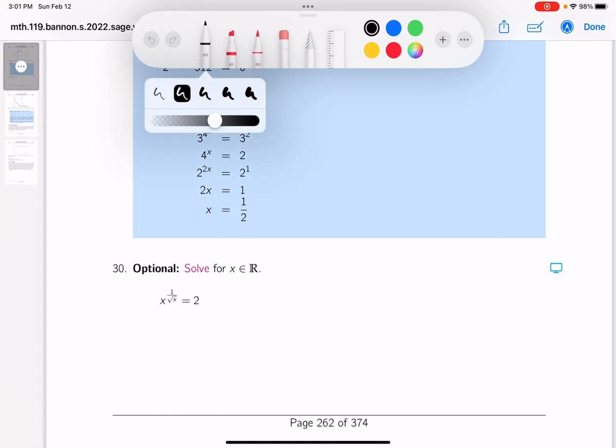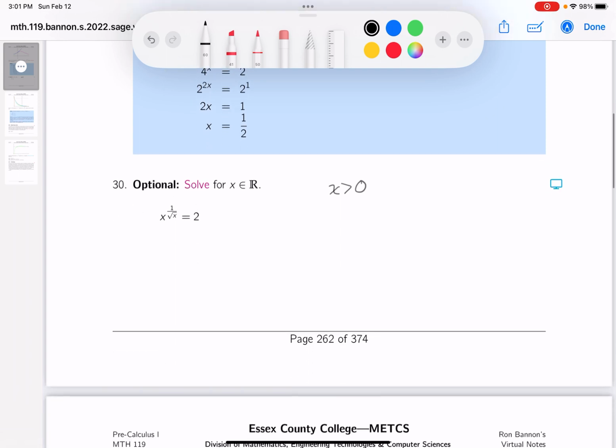Before I go forward, I want to point out that if we're in a real number system, x has to be greater than 0, right? Number one reason: we're taking the root of x, and the radicand must be greater than or equal to 0, but we're dividing by that, so it can't be 0. So it restricts my solutions to numbers greater than 0.